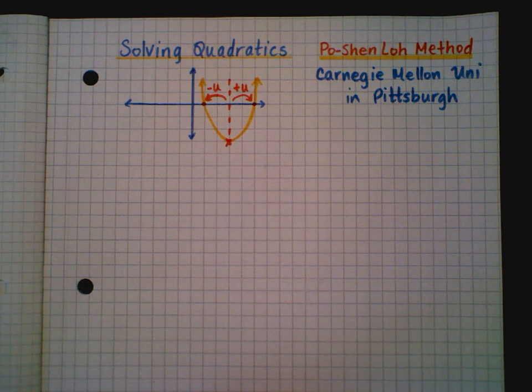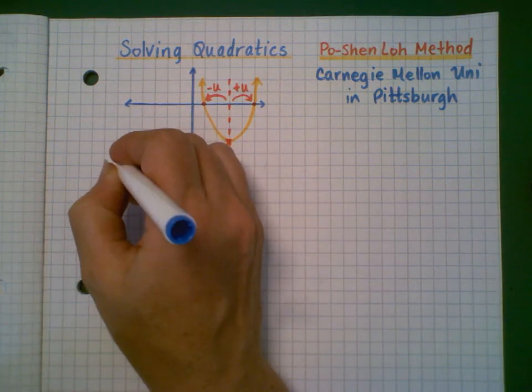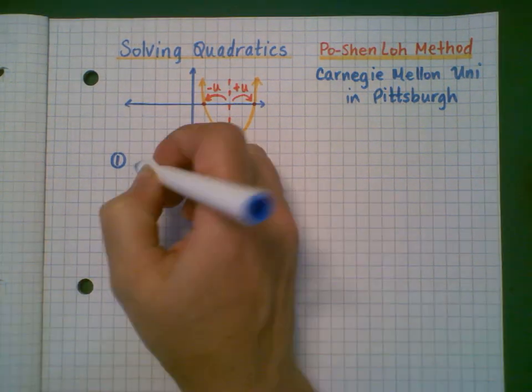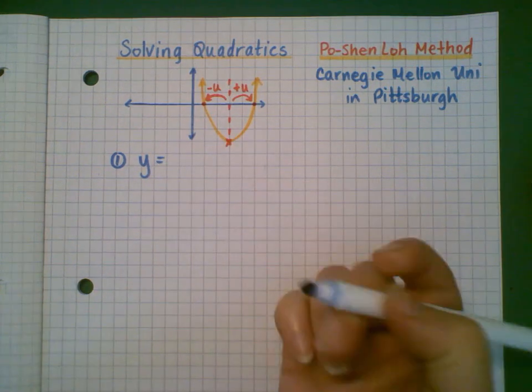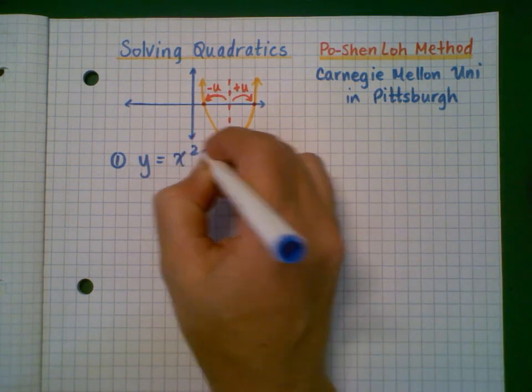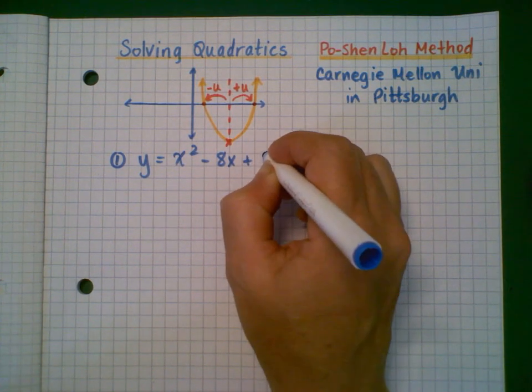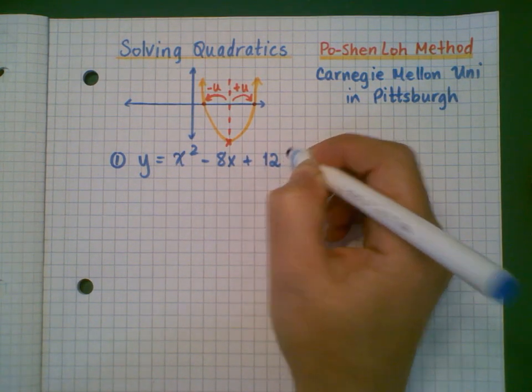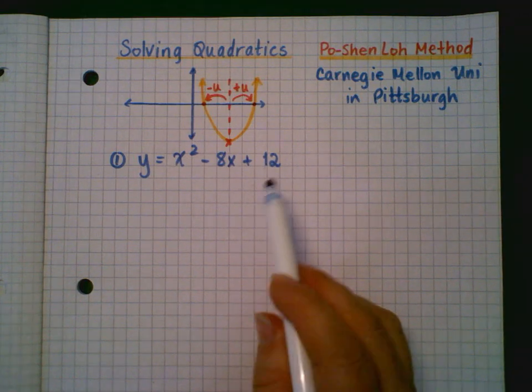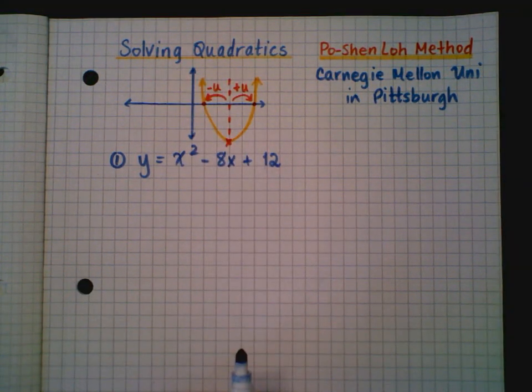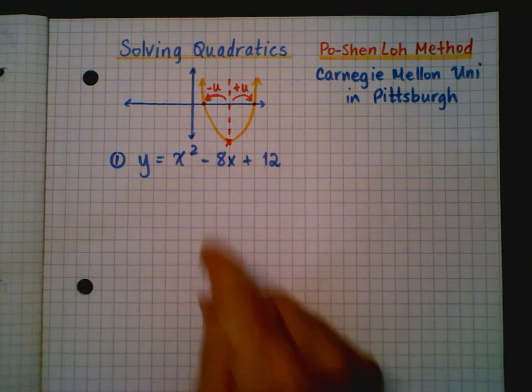Okay, so we're going to start with the first example, which is x squared minus 8x plus 12. And that is not the graph that I've drawn above. The graph above was just for illustration purposes of the symmetry.